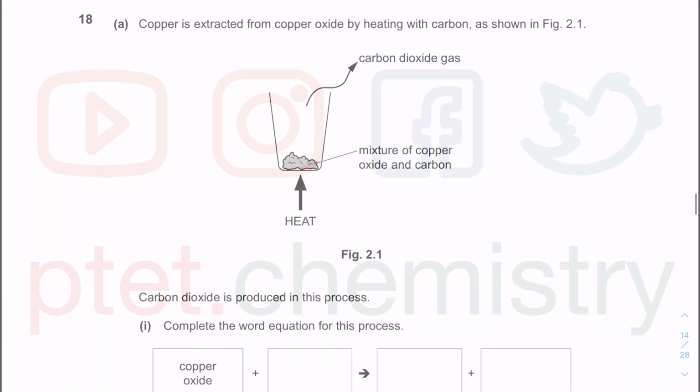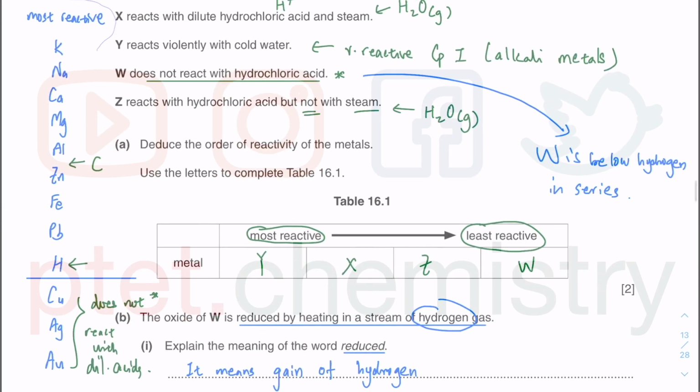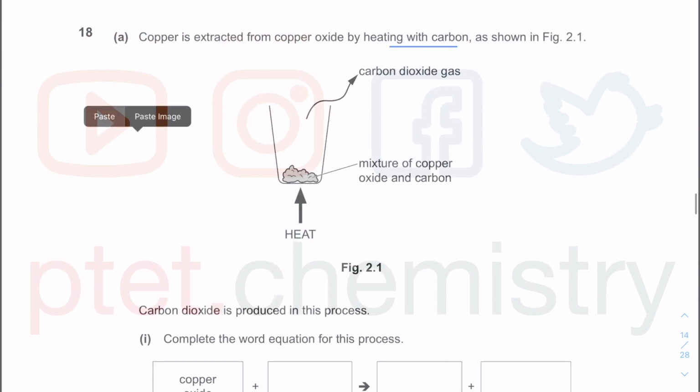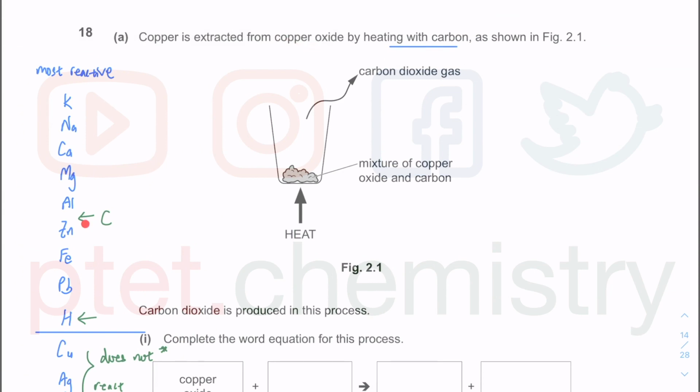Moving on to the next question. So we have copper is extracted from copper oxide by heating it with carbon. I need to go back to my reactivity series above, but I'll just copy this because I don't want to have to redo it from scratch. But remember what I said earlier about where carbon was. So this question is about reduction of the metal oxide by heating it with carbon.